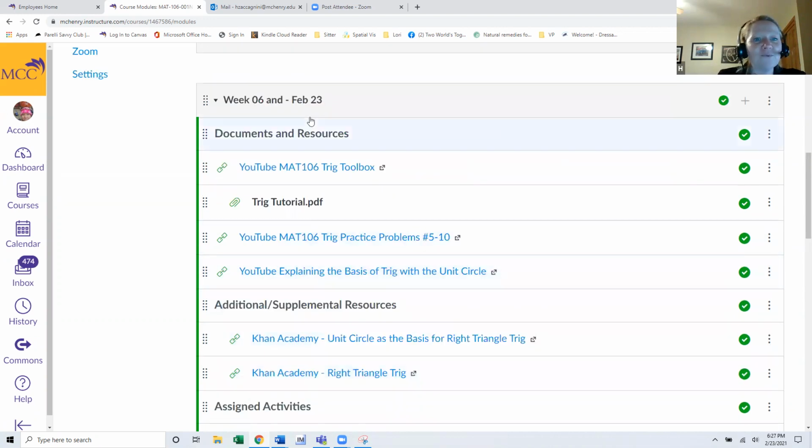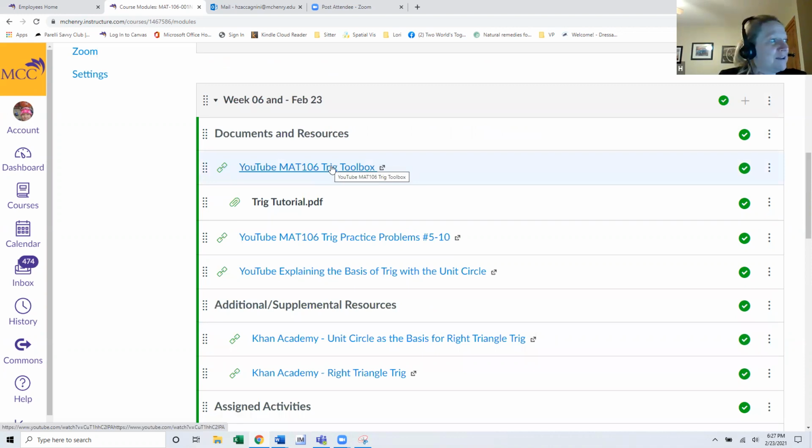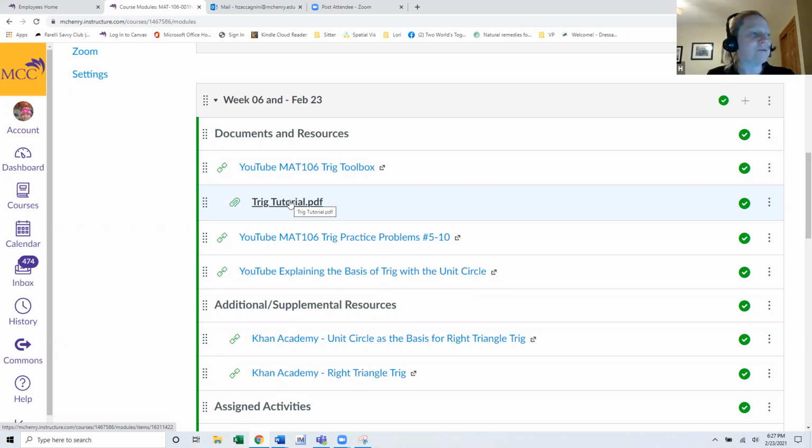So let's just walk through what's in this module. The first video here is basically the same material I'm going to cover now. We're just going to talk through it a little bit. This is what I call the Trig Toolbox. And the Trig Toolbox goes with this Trig tutorial PDF document that's here. This is supplemental because the book does not have enough information in it for what we need. So I made my own.